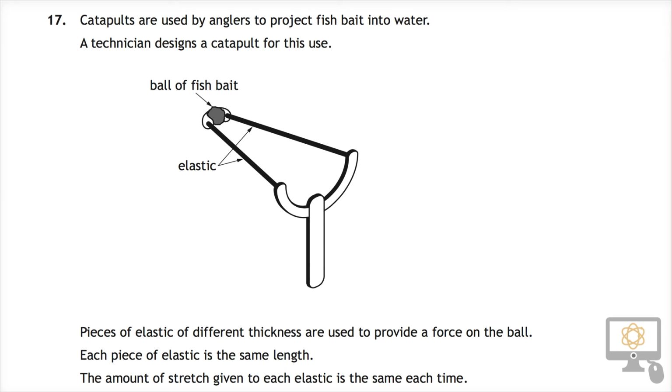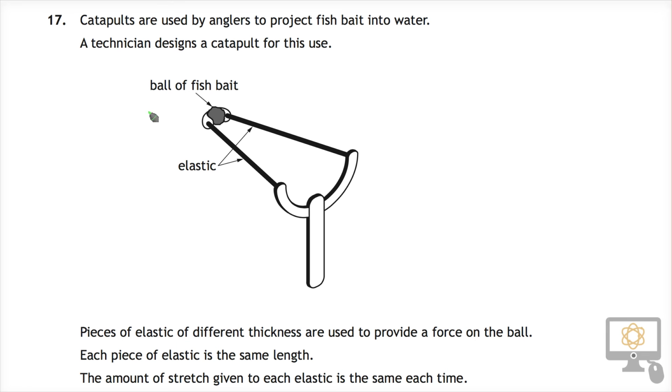Right, so we're going to be looking at question 17 from the National 5 2014 physics paper. It's quite a long-winded question, this one, so we'll try and do it as quickly as we can. Catapults are used by anglers to project fish bait into water. A technician designs a catapult for this use.